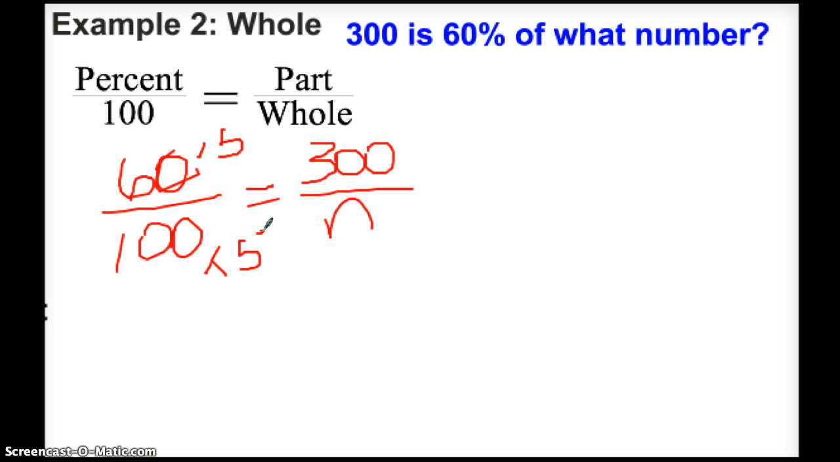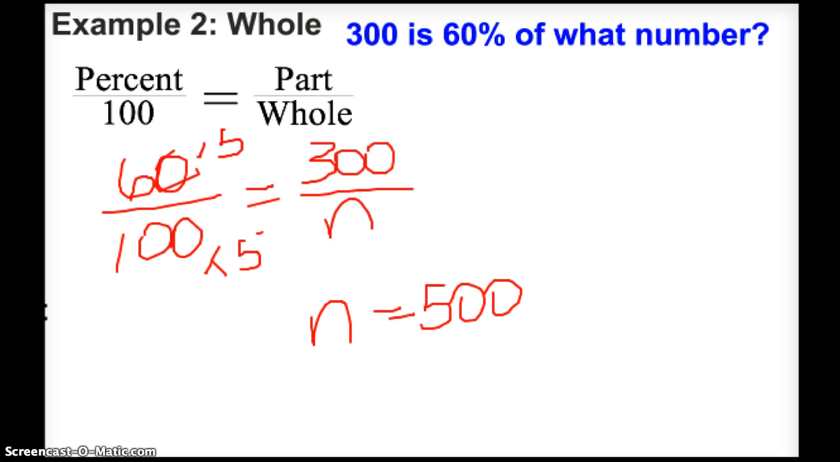So I multiply the bottom times 5, and guess what n's going to be? N times 100 is 500. So 300 is 60% of 500. All we did here is use proportional reasoning to solve a problem in which we knew the part and a percent and needed to find the whole.